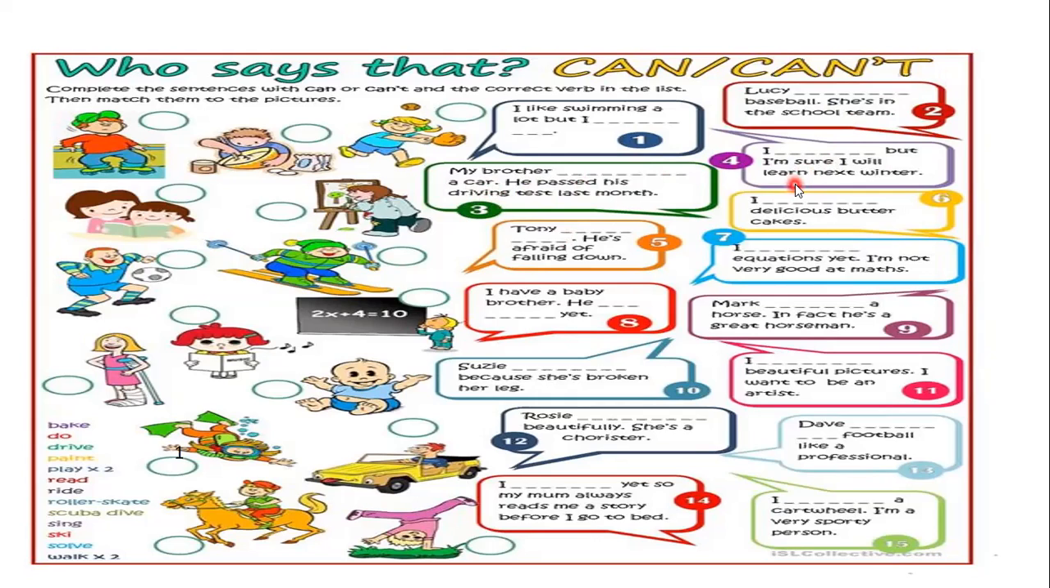Number four. I can't. Yes, can't, because it has a but. I can't, but what is the verb? I'm sure I will learn next winter. Okay, next winter, that's the key. La palabra clave para encontrar el verbo es next winter. So what do we normally do in winter? So look at the drawing. Yes, ski, excuse me. I can ski, but I'm sure I will learn next winter.